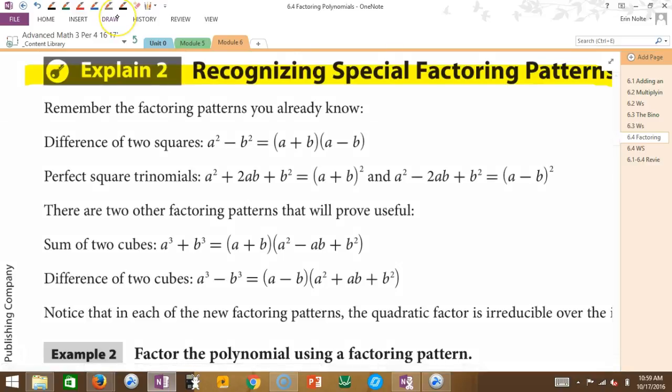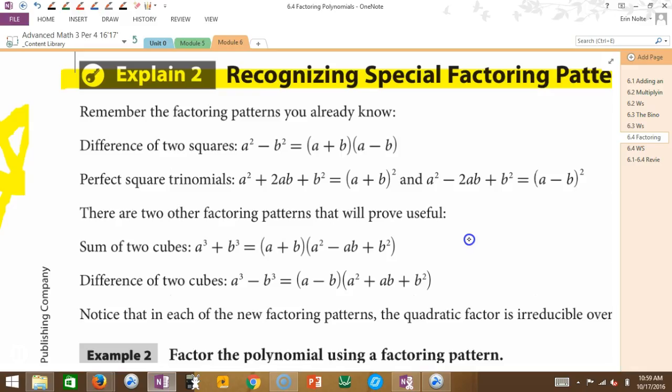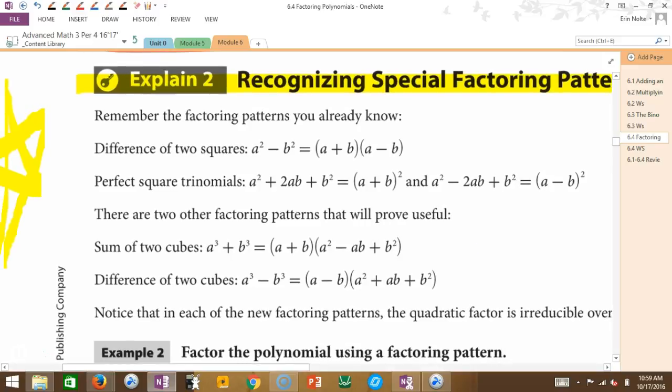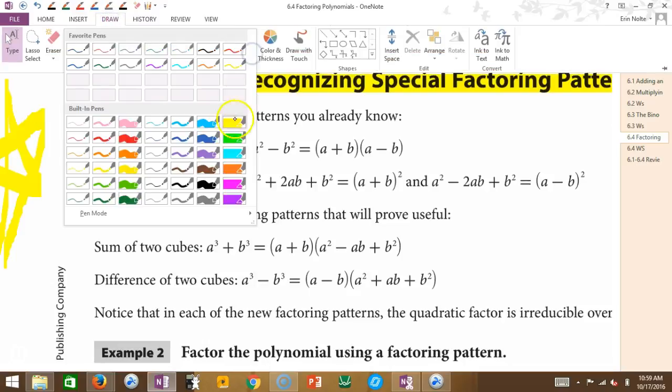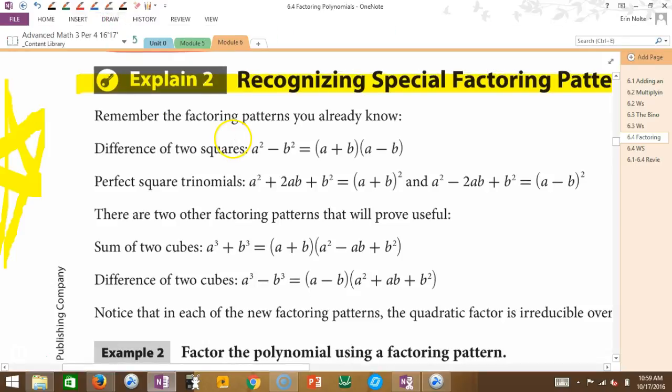So you're going to want to write these down. There are 4 little special factoring patterns, 4 special factoring patterns, and I'll highlight these so they're super easy to see, hopefully. Okay, here's the first one. It's a difference of squares.